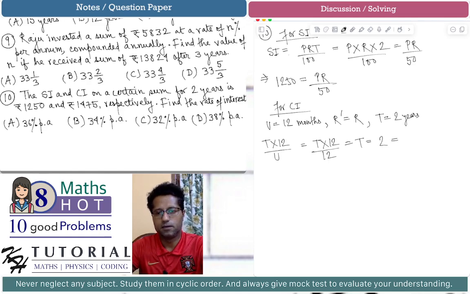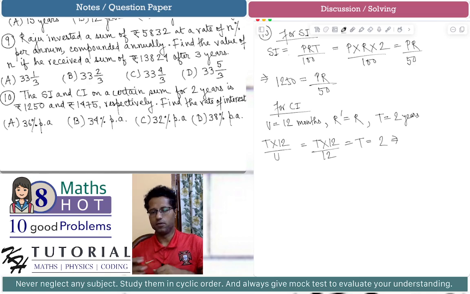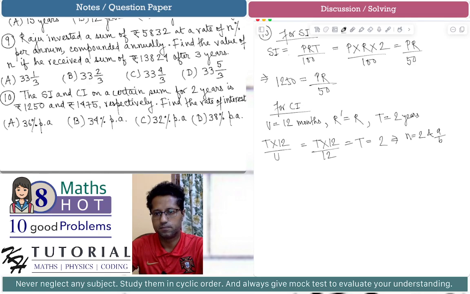We always find the whole number n and the fraction a by b, which we need in the general formula, from the value of t multiplied by 12 divided by u, which is coming to be 2. This implies n is equal to 2 and the fraction part is 0. Now, if we apply the general formula for the amount for compound interest, we know amount is equal to P.